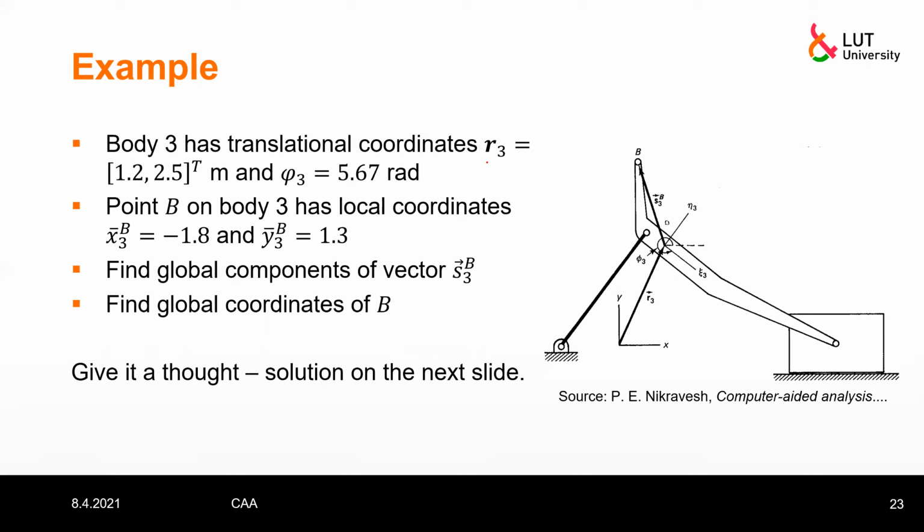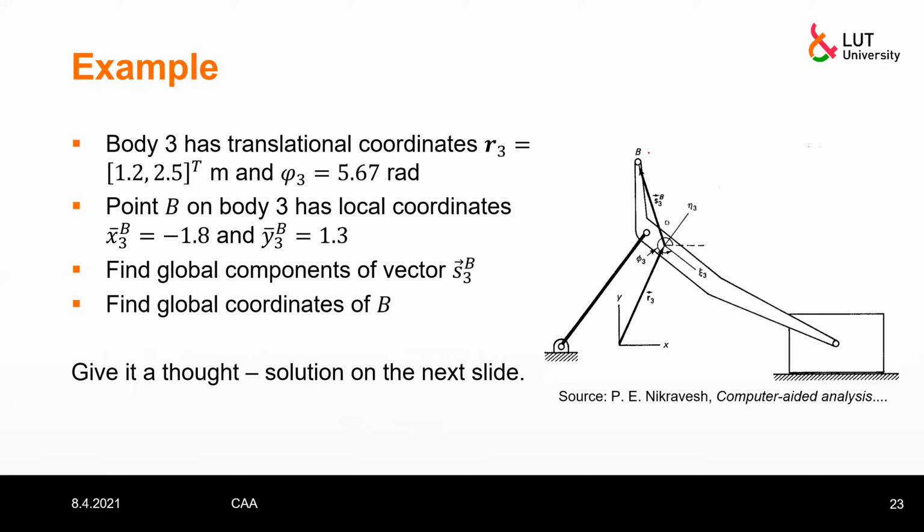First of all, the location of this reference frame. Vector R3 has coordinates 1.2 and 2.5, and the angle between global and local shown here, phi 3, is equal to 5.67 radians, for example. Why not?